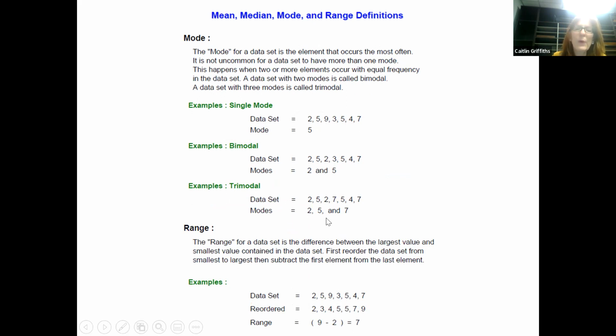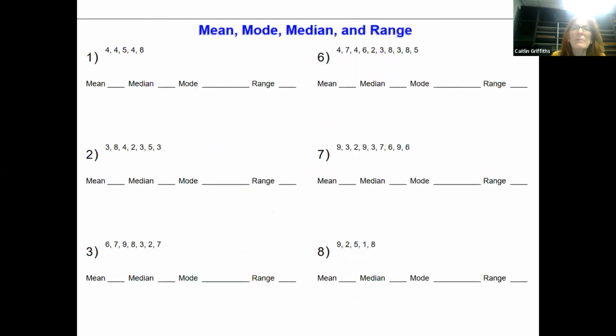The range for the data set below, if you put them in order, you can see which one is biggest, smallest, and then the range. And that's a typical test question. What is the mean of a set of data points? What's the range? They need to know those definitions and have practiced them a few times.